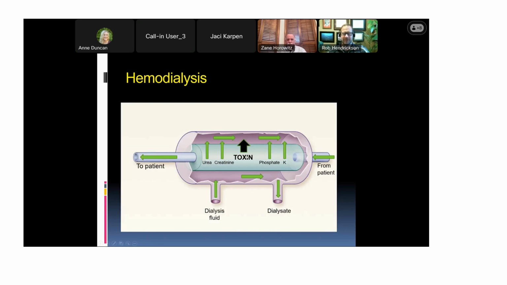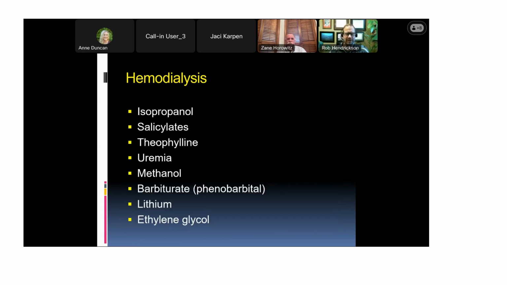Same thing with toxins. If you have a salicylate concentration of 100, hopefully the dialysis fluid has a concentration of 0, then salicylates will go through the semi-permeable membrane and then end up in the dialysate. So that's sort of true for all of the things that are dialyzable. There's a bunch of mnemonics, I STUMBLE. I don't know why that's a mnemonic, but it's a kind of a complete list of things that are dialyzable.